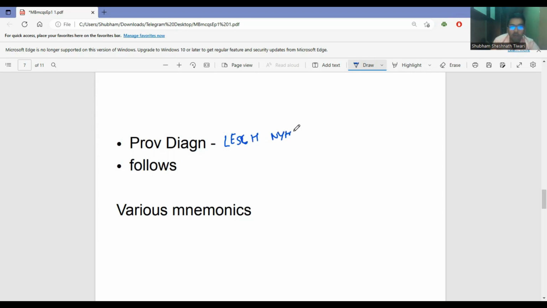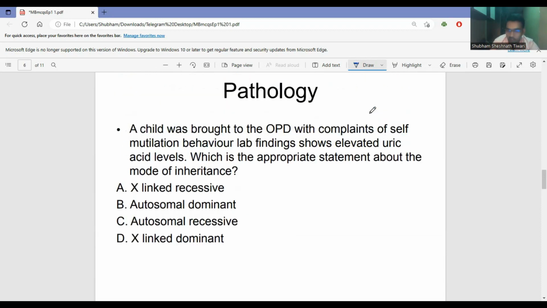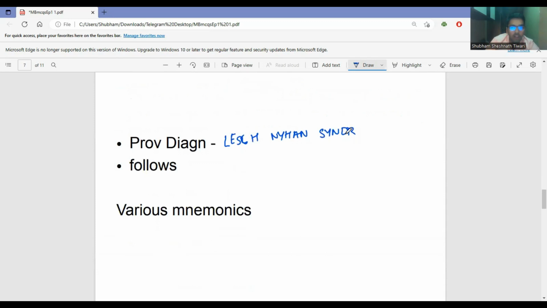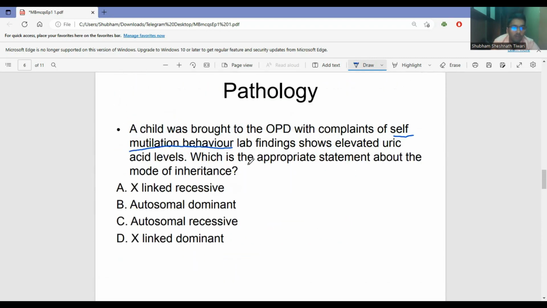Lesch-Nyhan syndrome, because there is increased uric acid levels, and wherever you read self-mutilation behavior, the only diagnosis that should come to your mind should be Lesch-Nyhan. And the provisional diagnosis goes as Lesch-Nyhan syndrome, which follows X-linked recessive mode of inheritance. So the answer to this question should be X-linked recessive.